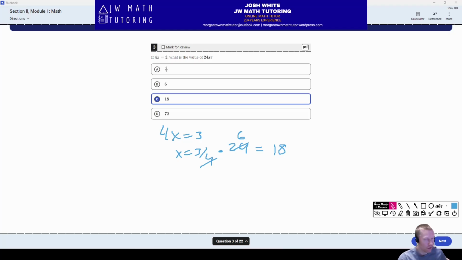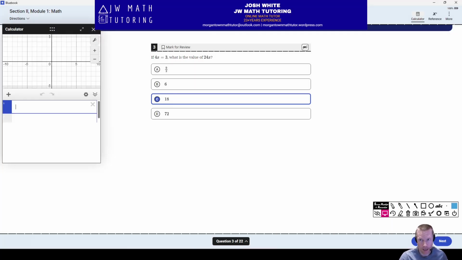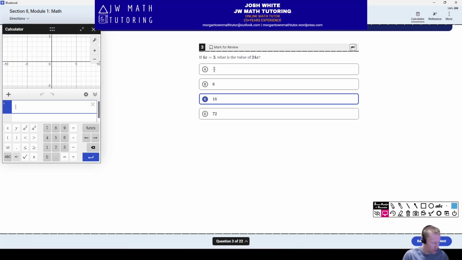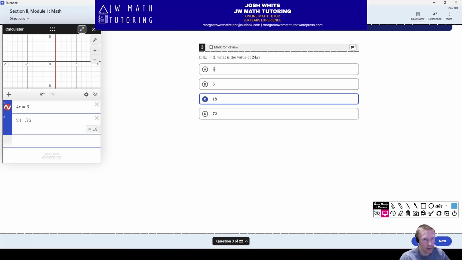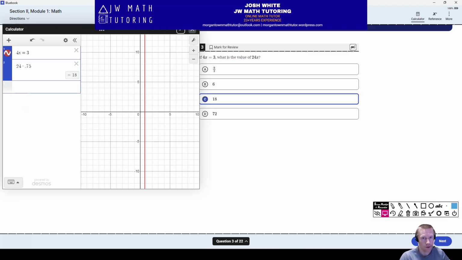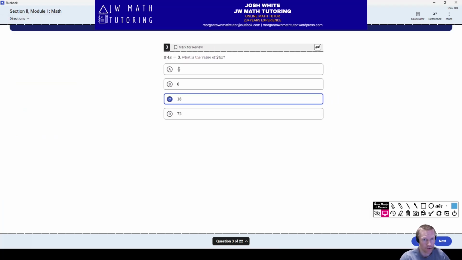Of course, you could do all this work by hand, or you could also just go straight to Desmos. You could do 4x equals 3. Okay, what do I get here? 0.75. All right, let's export that. And let's just do 24 times that, and we get 18 right there. Okay, so that's just an alternate method that you could use to solve this as well.